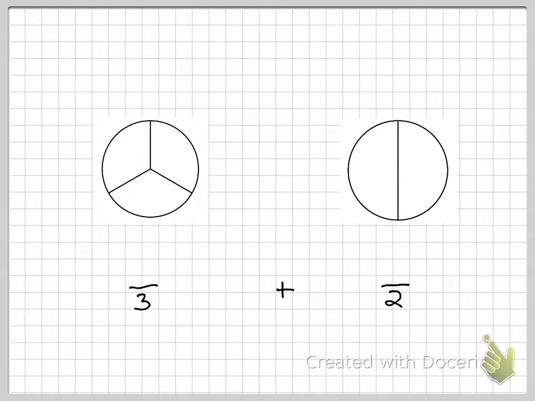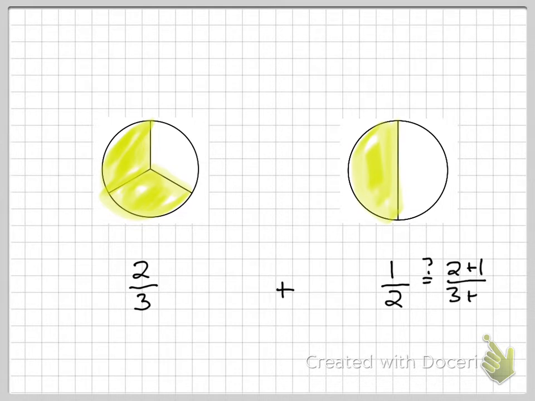So let's say that over here, I have selected 1, 2 of these pieces, so I have 2/3. And then let's say over here in this other circle, we've selected 1 of those 2 pieces. So our addition problem becomes 2/3 plus 1/2. Okay? So let's just think about what would happen if we tried to add them just straight across. So my question is, would it make sense to say (2 plus 1) over (3 plus 2)?